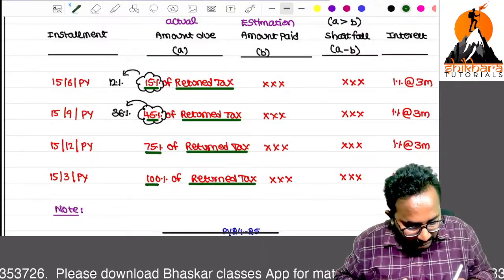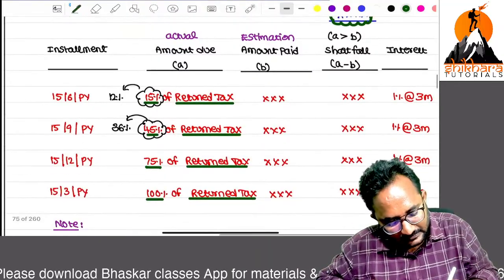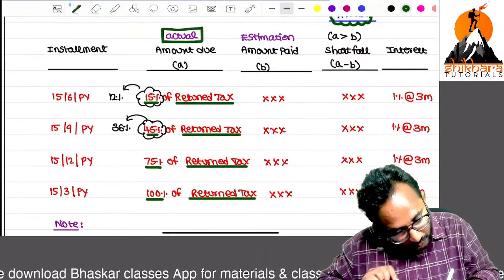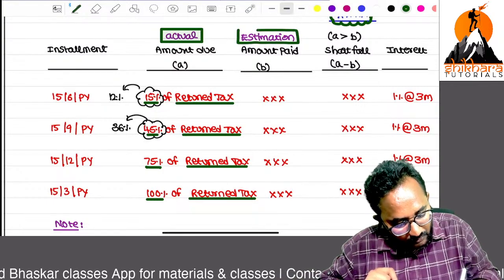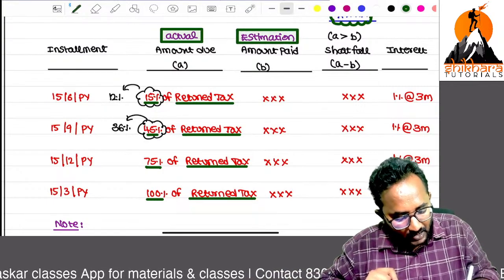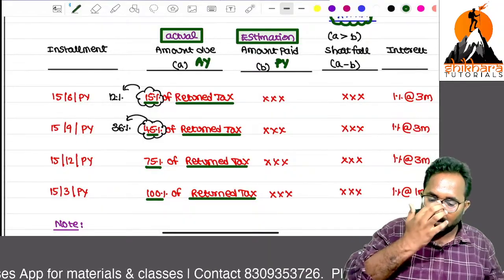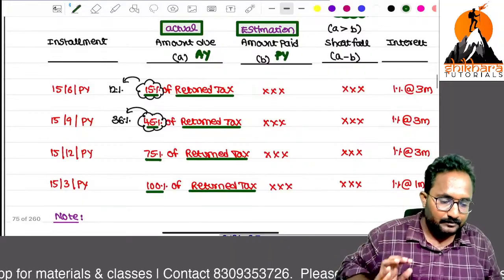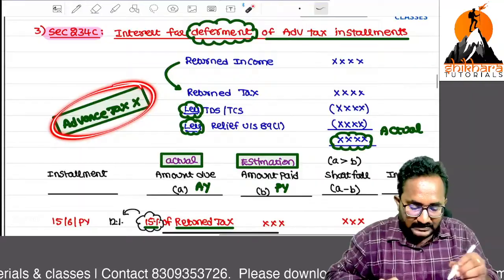These are actuals which we calculated during that assessment year only. There is an amount due, but we paid based on estimations during the previous year. There is already paid. Now they are expecting these amounts in an assessment year as per the returned tax. So that's why I am not reducing that advance tax portion here.